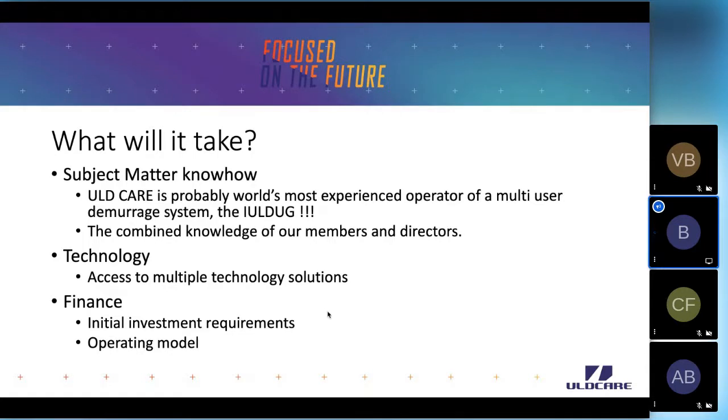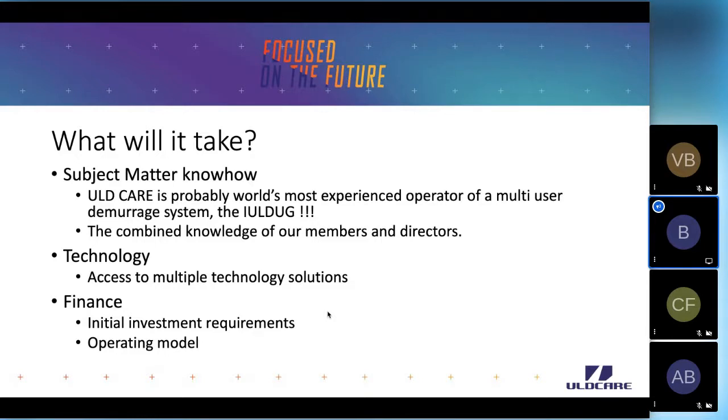So what will all this take? Well, subject matter know-how, and as I've said, we are probably the world's most experienced operator of a multi-user demurrage system. And we have an enormous wealth of industry knowledge across our members and directors. Technology, the world's our oyster. We've got plenty of access to technology, and I think we have an appetite to use it. So then that really only leaves finance, and we do need to find the necessary money, not only to pay for the IT itself, but also to run what would be a significantly larger operation. And so finance is certainly one of the things we're going to have to look at.